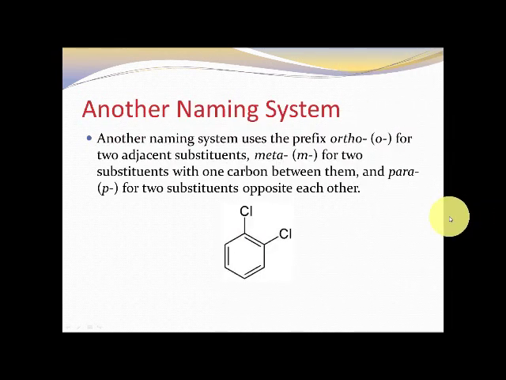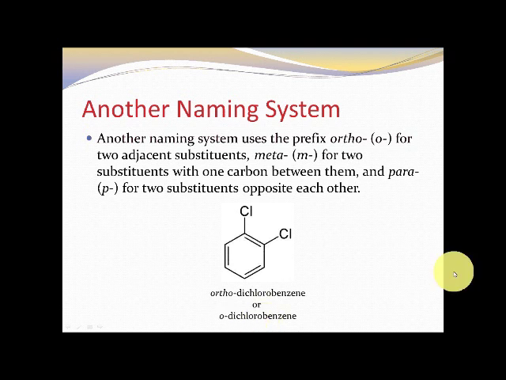Another naming system that we have when we have benzenes is when we use ortho, meta, and para. Ortho is when they're close together, like directly next to each other. Meta is when they have one carbon empty between them, and para is when they're opposite each other. So this one can be called ortho-dichlorobenzene because we have two chlorines, so that's why it's di, and then they're ortho, they're right adjacent to each other. Or to simplify that even further, you can just put o-dichlorobenzene.